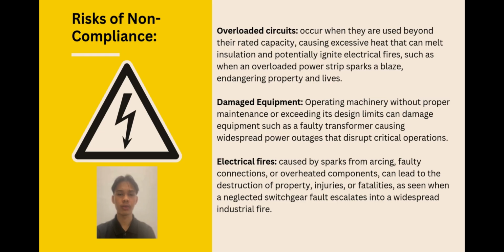Second, damaged equipment. Operating machinery without proper maintenance or exceeding its design limit can damage equipment such as a faulty transformer, causing widespread power outage that disrupt critical operation. The last one is electrical fire, caused by spark from arcing, faulty connection, or overheated component, can lead to the destruction of property, injuries, or fatalities, as seen when a neglected switchgear fault escalates into a widespread industrial fire.